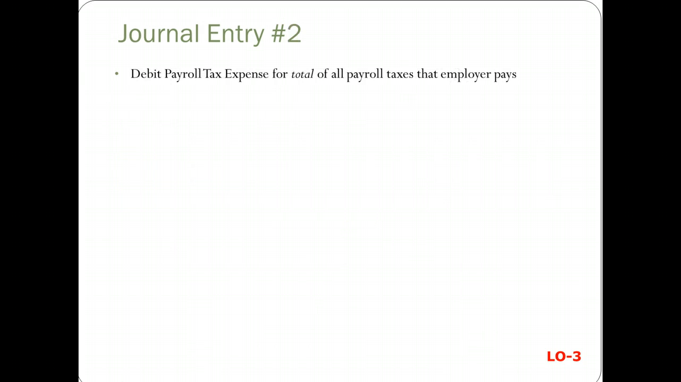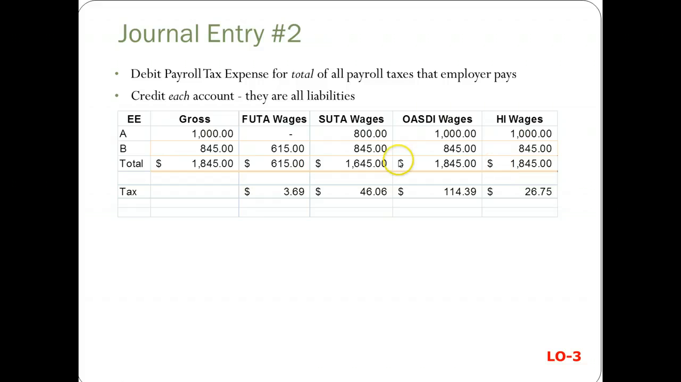Journal entry number 2, this is for what comes out of the employer's pocket. You're going to debit payroll tax expense for the total of all the payroll taxes that the employer pays, and then credit each account because they're all liabilities. So this is the employee. Instead of giving us names for the employees, they've just got A and B.